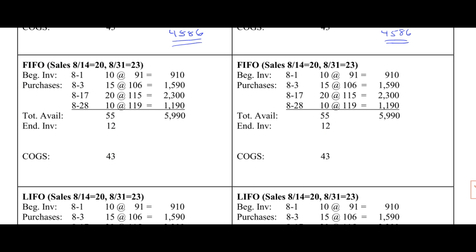And the first one we're going to do is FIFO periodic. Remember, it's done at the end. Periodic is always done at the end. You go out and you count, and you have 12 units. 55 minus 12 means you've sold 43.